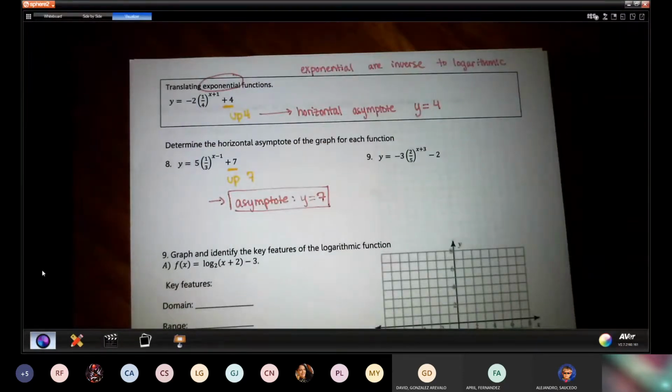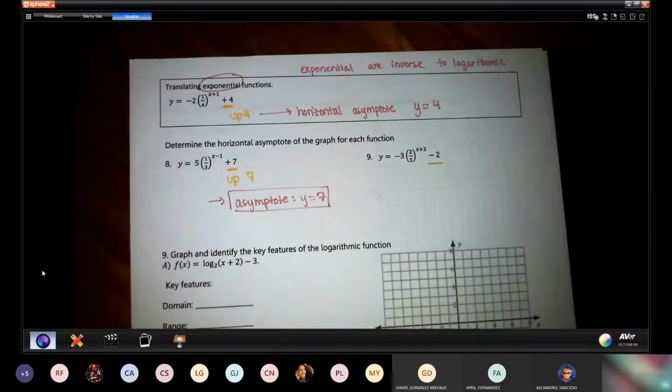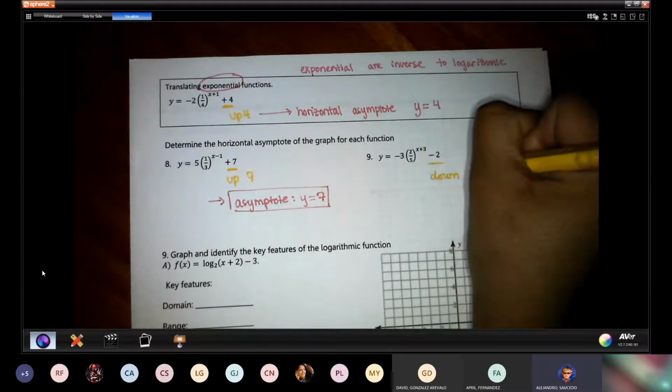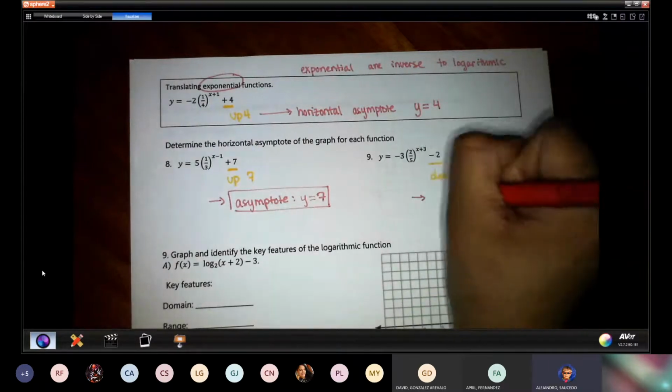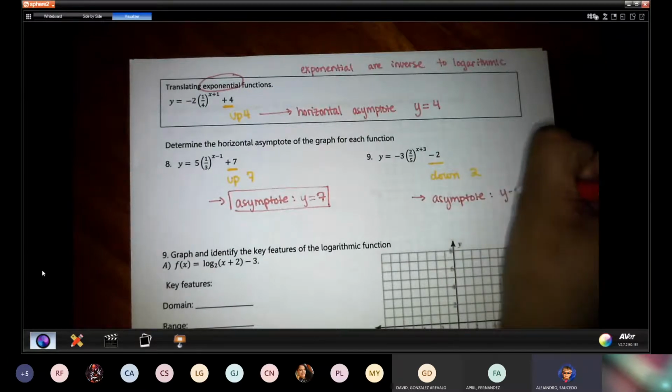All right. So for the other one, again, we have this. This means what? Down 2. Down 2. Good. All right. So that gives us an asymptote of what? Y equals -2. Right. So this time it's y equals -2 because we're going down.